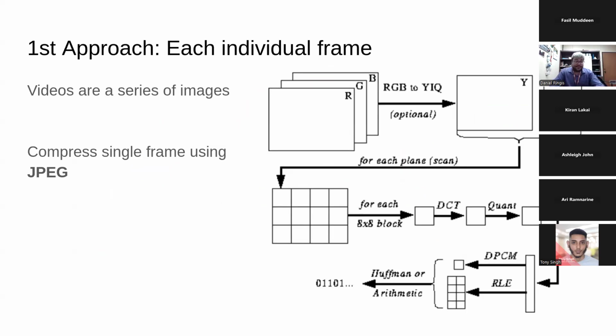So the first step, we could look at each individual frame. A video is a series of images. So when you hear frames per second, it's how many images in a given second. Most standard video is 24 to 30 frames per second. A lot of gaming video is 60 to 120 frames per second.